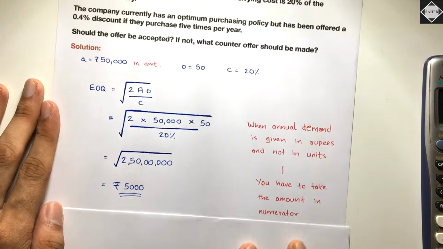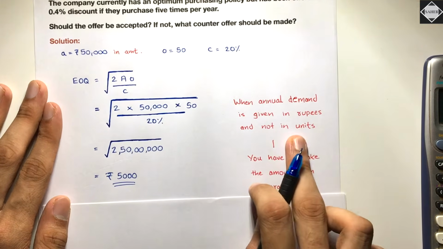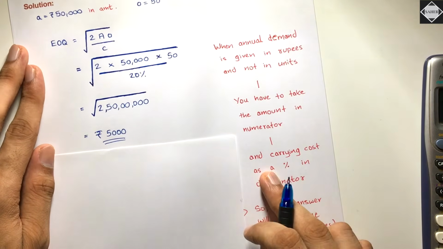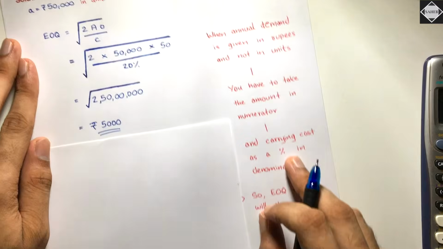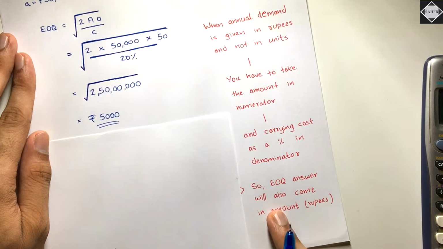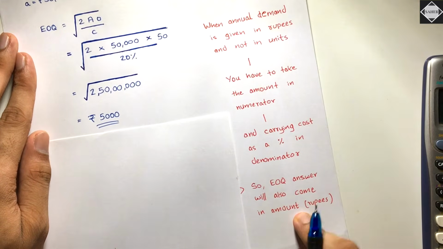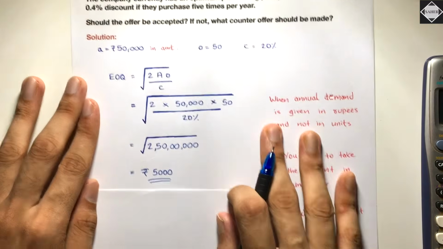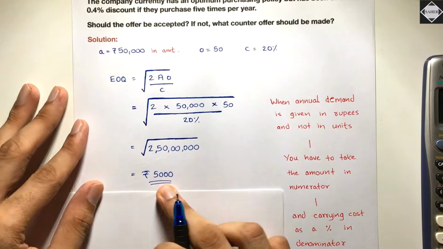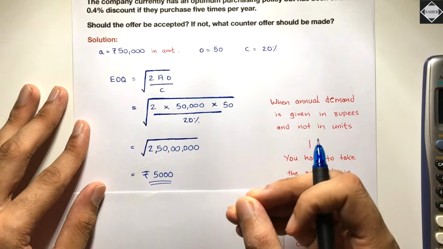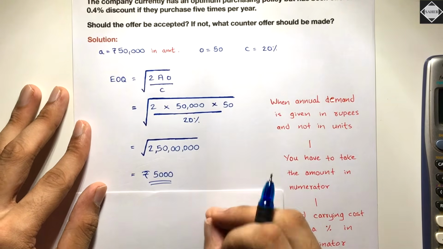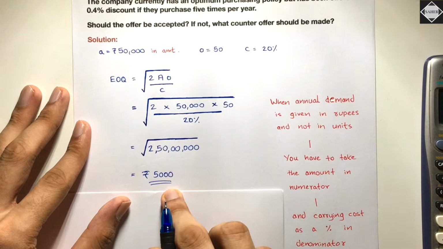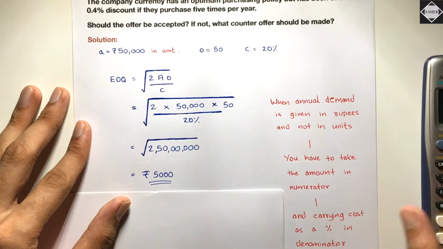See here, when annual demand is given in rupees and not in units, you have to take the amount in numerator and carrying cost as a percentage in denominator. So at last, the EOQ answer will also come in amount, in rupees. Okay, that's what has happened over here. So what does it mean, 5,000? It means that whenever we'll be making an order under optimum purchasing policy, we'll be making an order of 5,000 rupees, right?